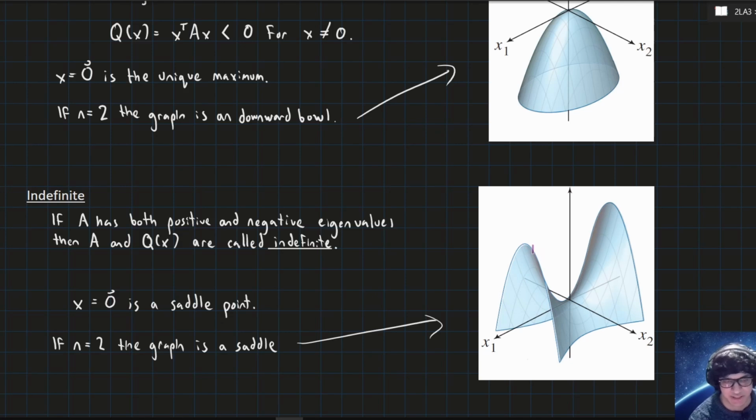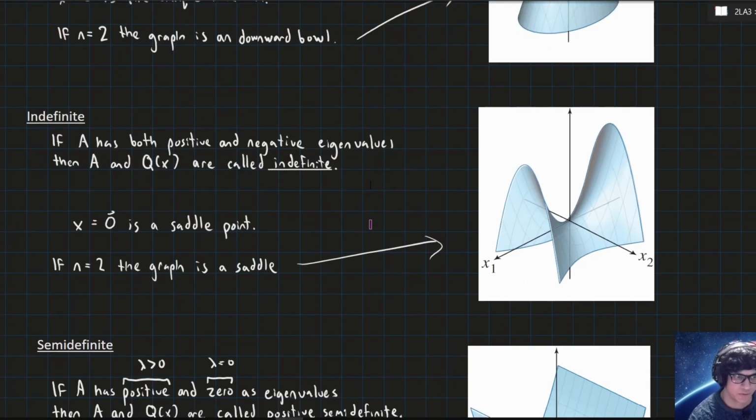That means it's a minimum if you approach like this, and it's a maximum if you approach like this. That's what a saddle point is. You've probably seen this in calculus. So this is the indefinite form.